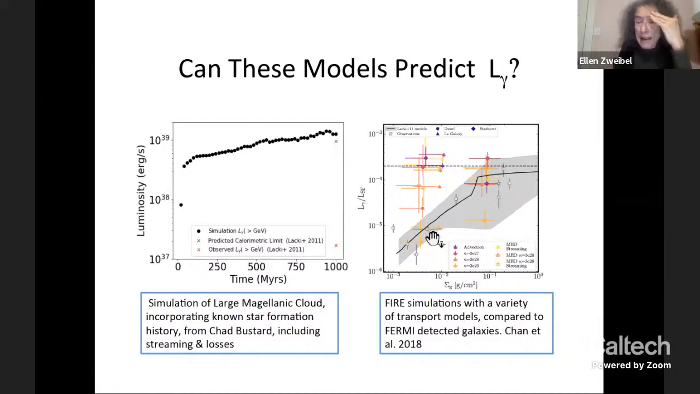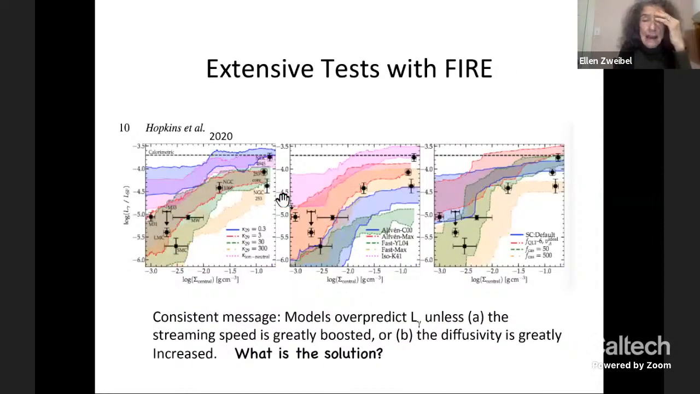Here's some work by TK Chan et al. based on the FIRE simulations. Different transport models compared with data. Again, too many gamma rays in the models. And then a really exhaustive study led by Phil Hopkins, many different transport models. The model that works best, the model that doesn't strongly disagree with the data, this is Shri.